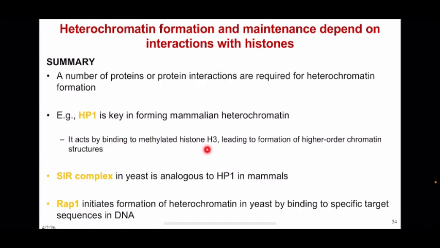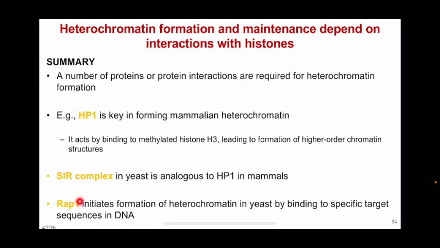They lead to the formation of higher order chromatin structures, or heterochromatin states. So methylation of histones actually creates binding sites for HP1. If there is no methylation, HP1 cannot bind to the chromatin. So methylation of the histones creates binding sites for HP1 to bind. That's in mammals, and the Sir complex is in yeast.